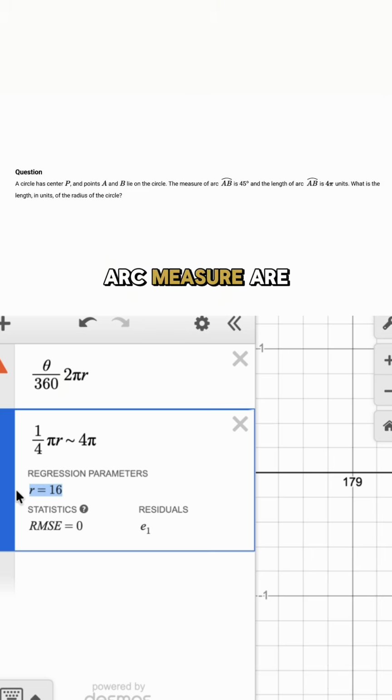Arc length and arc measure are not the same thing. Arc measure is the angle in degrees. Arc length is the actual distance measured in units along the curve. If you plug in 45 as if it were a length, you'll never land on the right setup. So our answer here is 16.